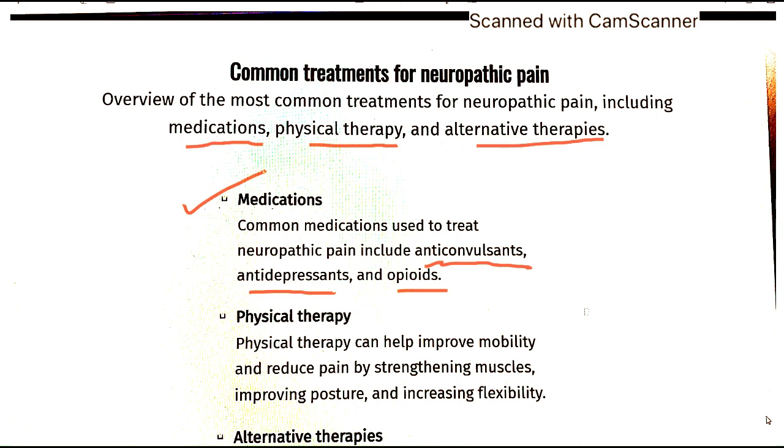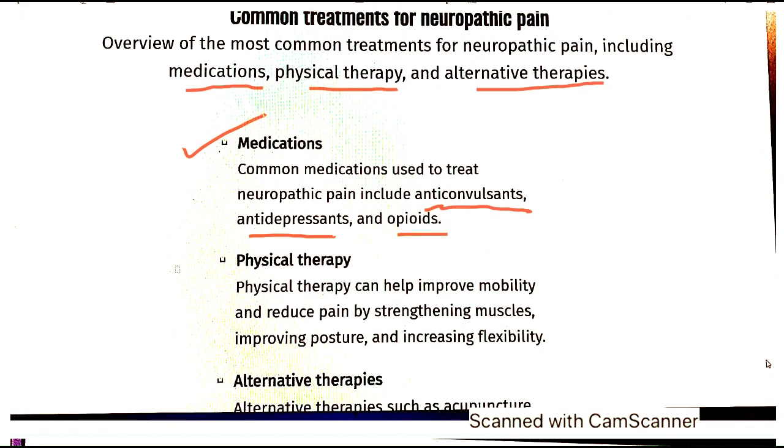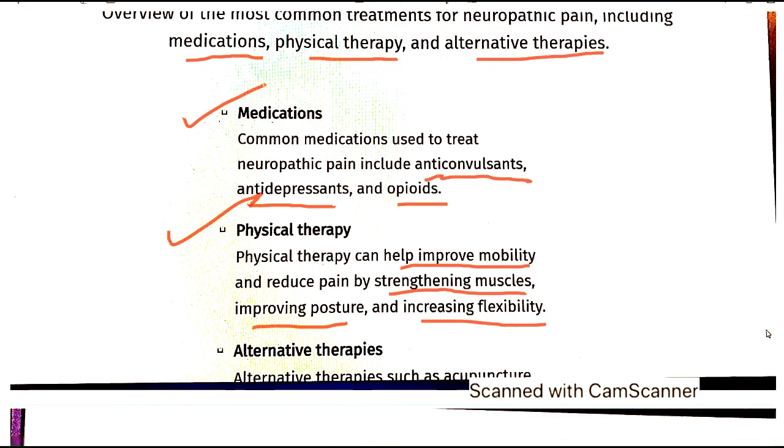And among the anticonvulsants, some of the medications we can use for neuropathic pain are gabapentin and pregabalin. The second type of therapy is physiotherapy, which is physical therapy. Physical therapy can help to improve mobility and reduce pain by strengthening the muscles. It's very important: strengthening the muscles, improving the posture and increasing the flexibility. By increasing flexibility and strengthening the muscles, it helps improve such types of pain.